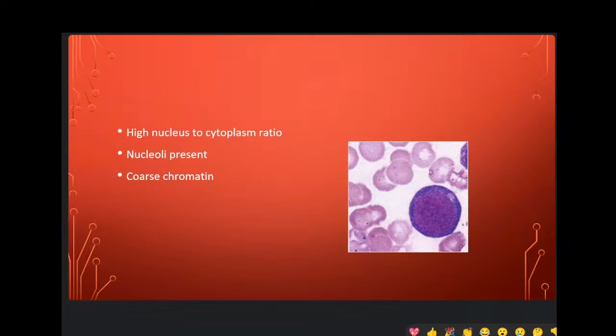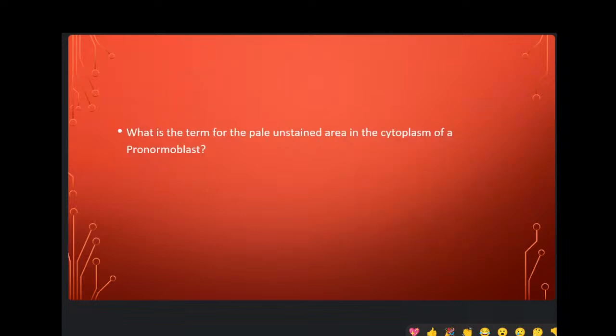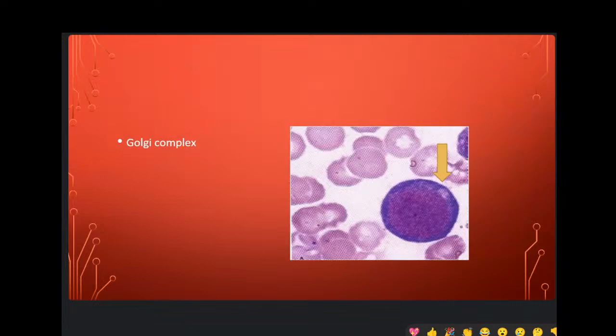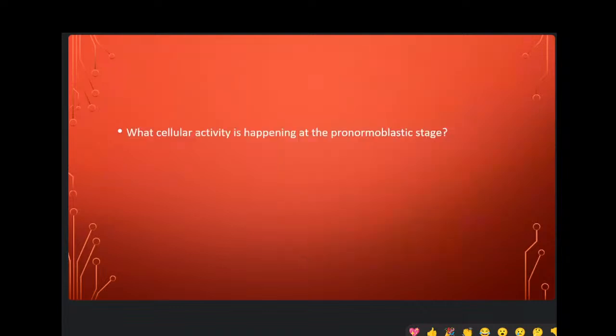Alright. Let's go back again, Moyo. Sorry. And we'll show them what it looks like. So there, you see? Pale white area. That's the Golgi apparatus, right? Okay, now let's go to the next slide. What cellular activity is happening in the pronormoblastic stage? The production of enzyme and hemoglobin variants.